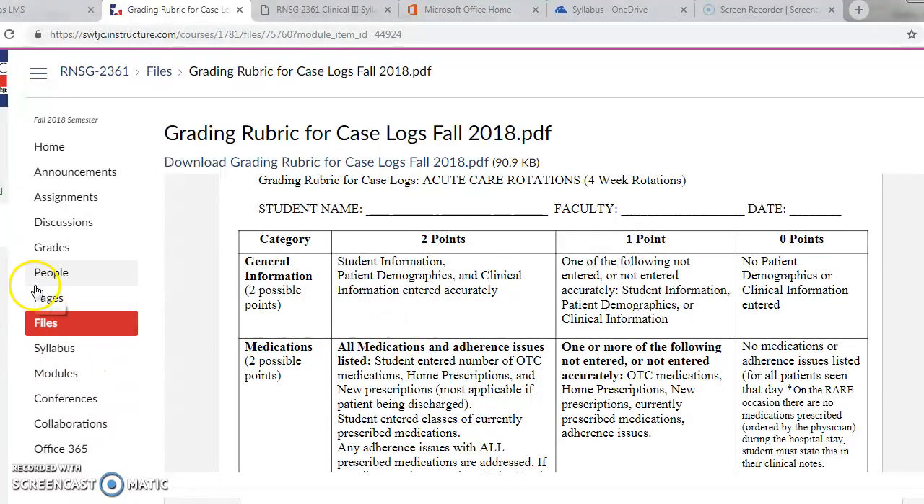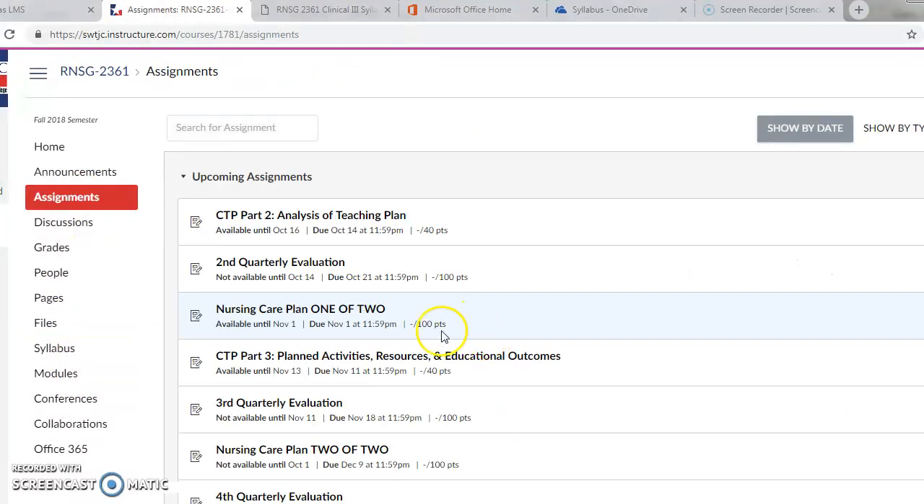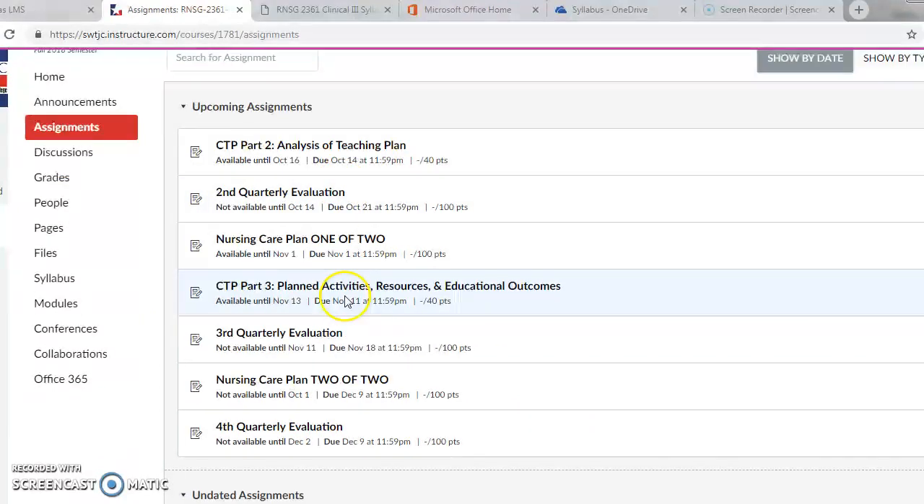Wow. Okay, so that's it for the grading rubrics. Assignments, again, I updated and put the evals in here. The nursing care plans, hopefully you have done one by November 1st. Don't pay too much attention to the due dates on the nursing care plans, because everyone turns them in slightly different depending on their rotations.